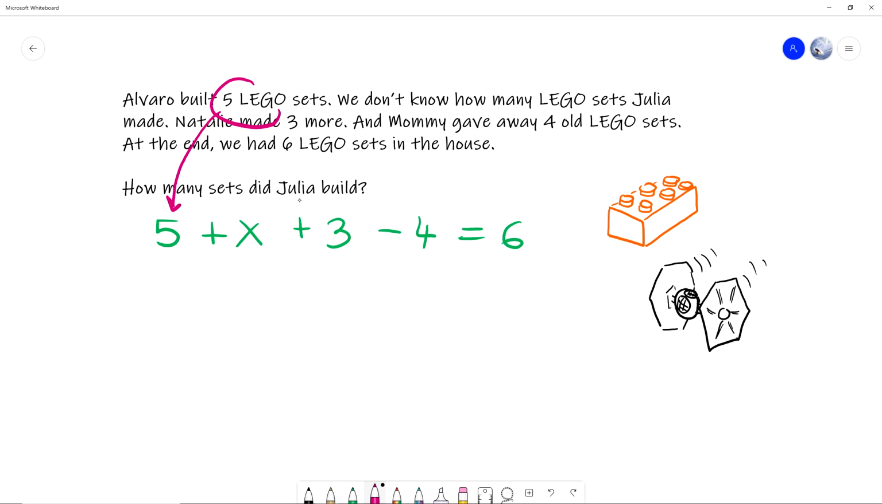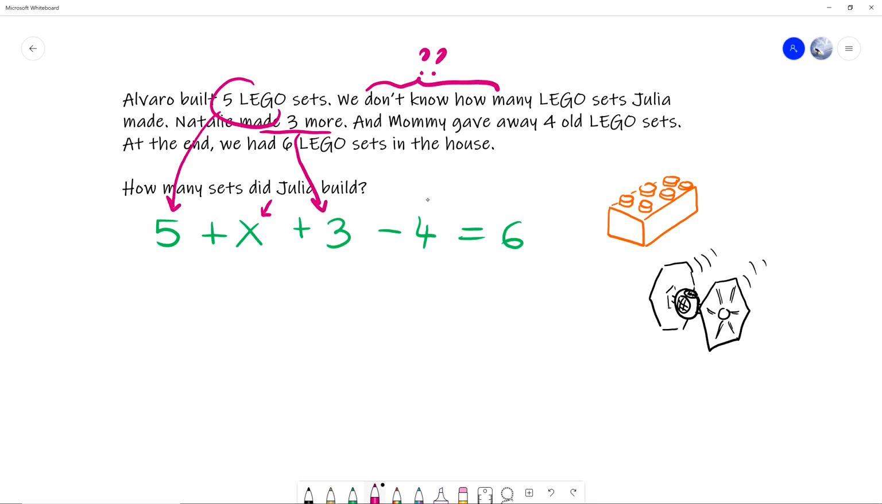Yeah. And then what's x? X is, we don't know what Julia built. Here the key word is that we don't know how many Lego sets Julia made. So that is our mystery number, so that is going to be x in the equation. Very good. And then plus 3. Plus 3 is how many Natalie built. Natalie built 3 more. Great.